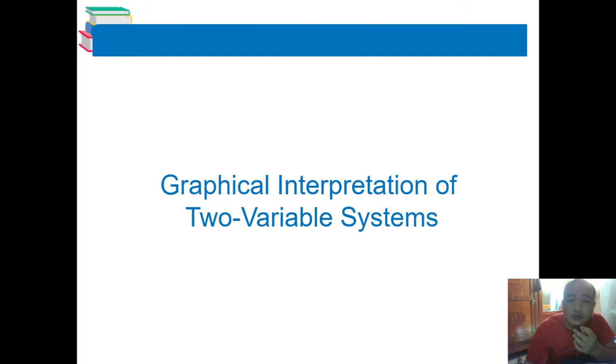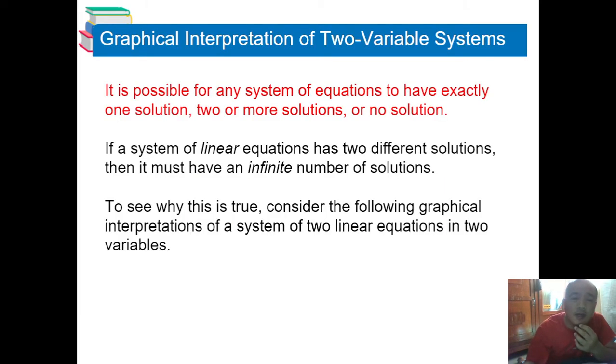Graphical interpretation of two variable systems. It is possible for a system of equations to have exactly one solution, two or more solutions, or no solution. If a system of linear equations has two different solutions, then it must have an infinite number of solutions. That means the lines coincide with each other. To see why this is true, consider the following graphical interpretations of a system of two linear equations in two variables.